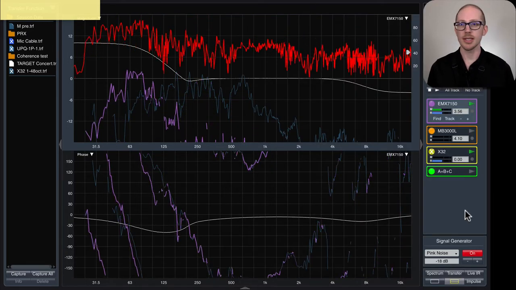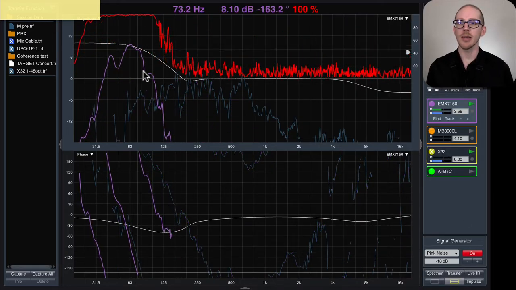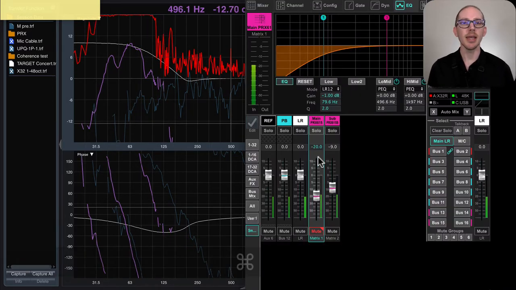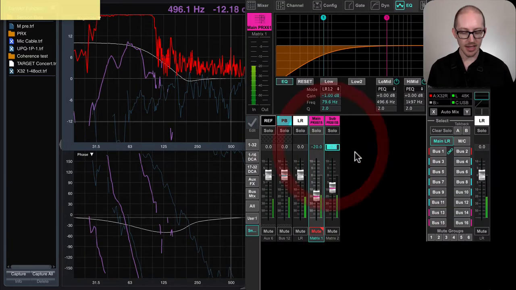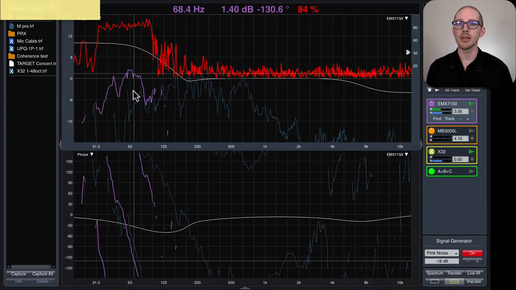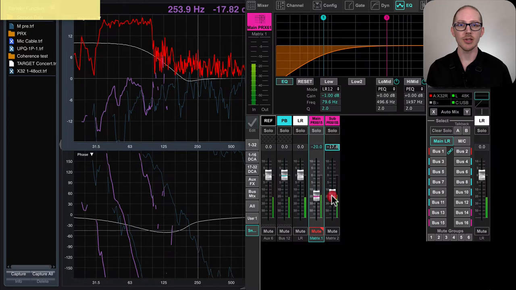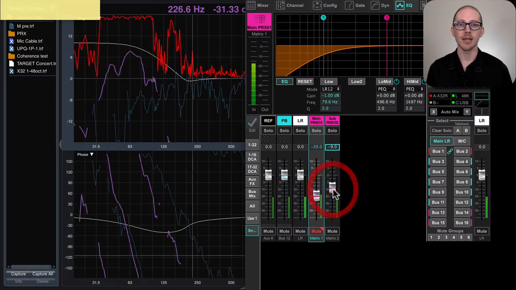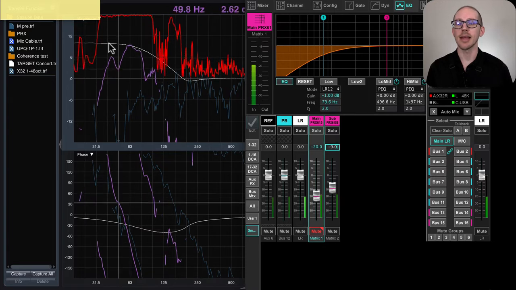Okay, switching over to the sub. And it looks like we're at about the right level. You'll notice that I made this adjustment already before. I think I started at something like minus 20, and that was a little bit too low. So then I just slowly brought it up until I hit that target.